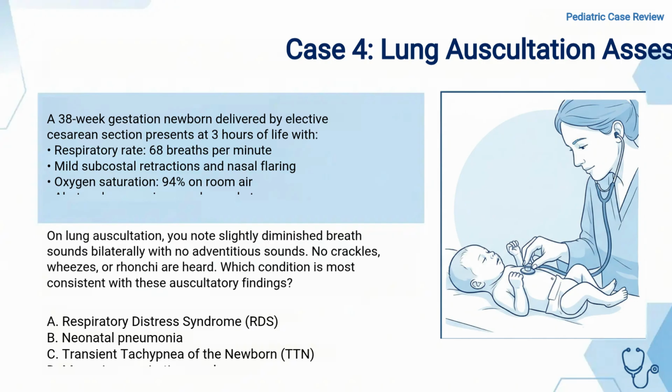On lung auscultation, you note slightly diminished breath sounds bilaterally with no adventitious sounds. No crackles, wheezes, or rhonchi are heard. Which condition is most consistent with these auscultatory findings? Option A, respiratory distress syndrome. Option B, neonatal pneumonia. Option C, transient tachypnea of the newborn. Option D, meconium aspiration syndrome.